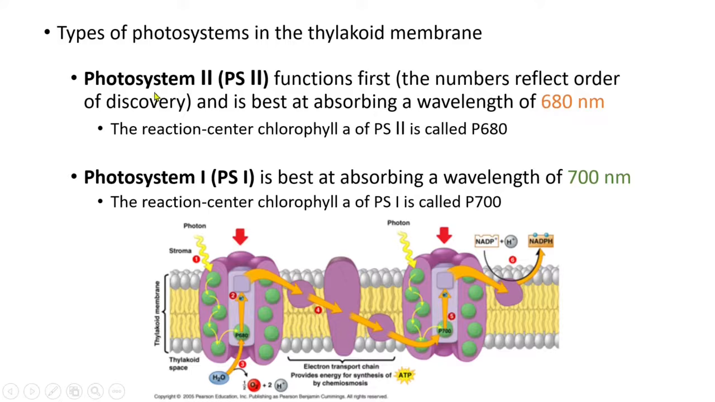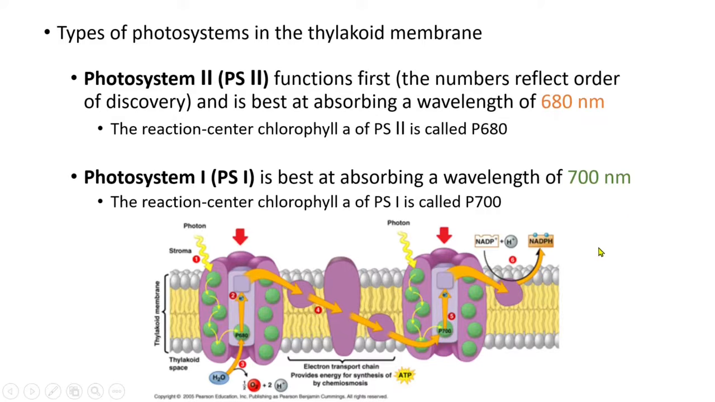Do take note that photosystem 2 is best at absorbing a wavelength of 680 nanometers, while photosystem 1 is best at absorbing a wavelength of 700 nanometers. So this will be very important for us.